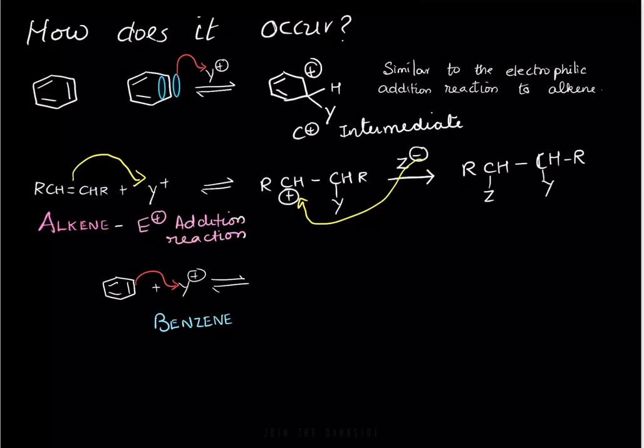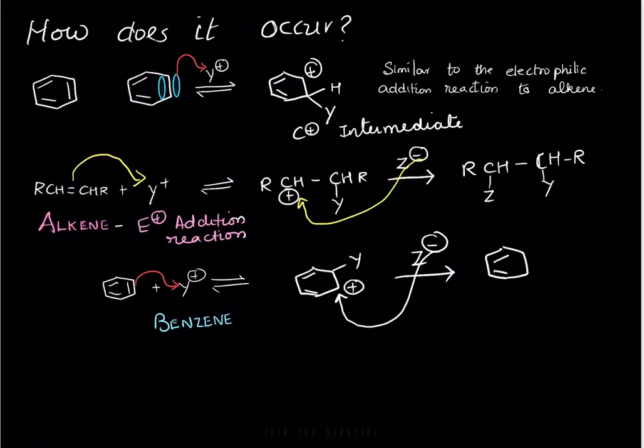Okay, so benzene is acting as a nucleophile, attacking the electrophile, and it's going to form the carbocation. Once that carbocation is formed, if the Z minus goes and attacks the electrophilic carbon, then it's actually going to form a non-aromatic compound. So you can see that the aromaticity is destroyed and it's going to form the non-aromatic compound.